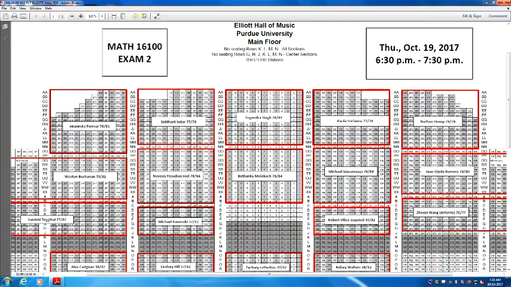Good. So the reminder for the exam next Thursday, October 19, 6:30 to 7:30 p.m. Same place as last time. The seating arrangement is exactly the same, so just go where you were last time.